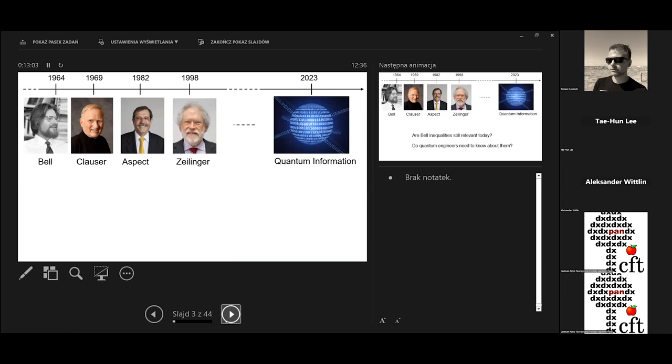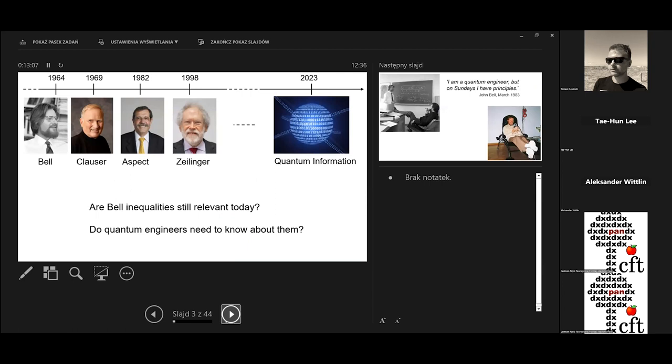And so maybe today we can ask a question: are Bell inequalities still relevant? Do they represent only some historical milestone, some result of the past, or is it still a topic which is important today? And do quantum engineers that build these quantum devices need to know about Bell inequalities?